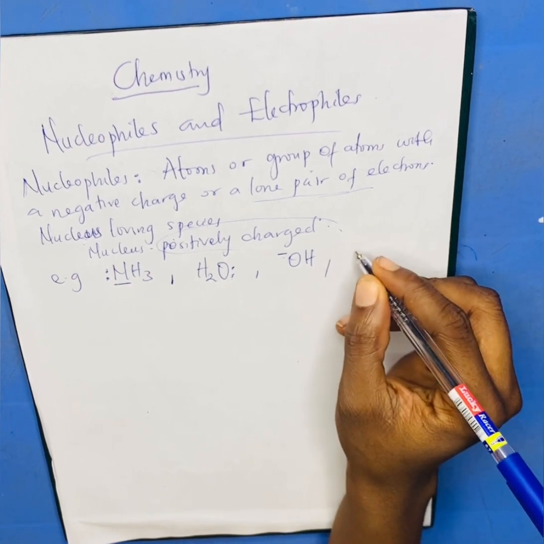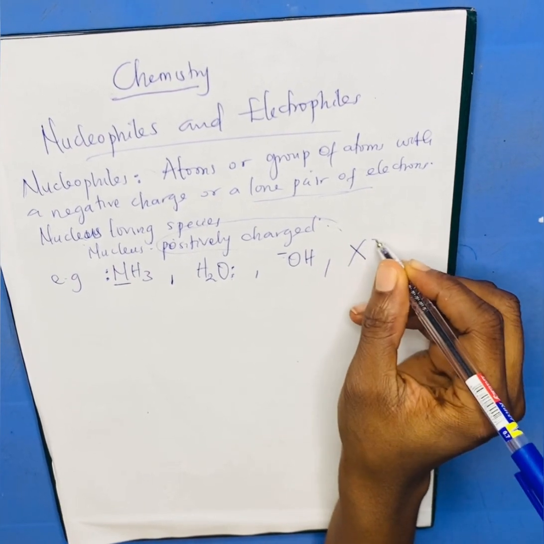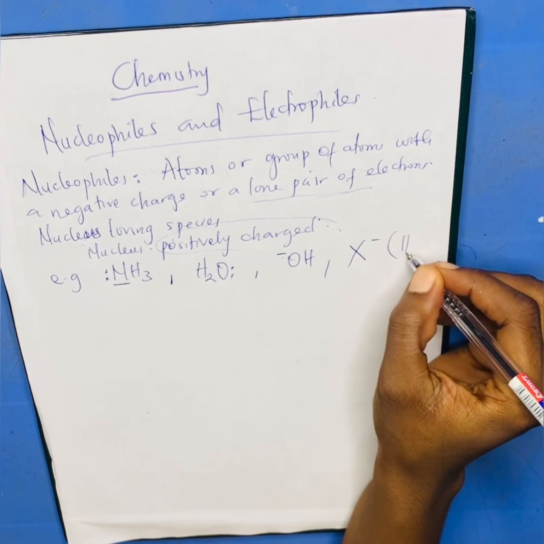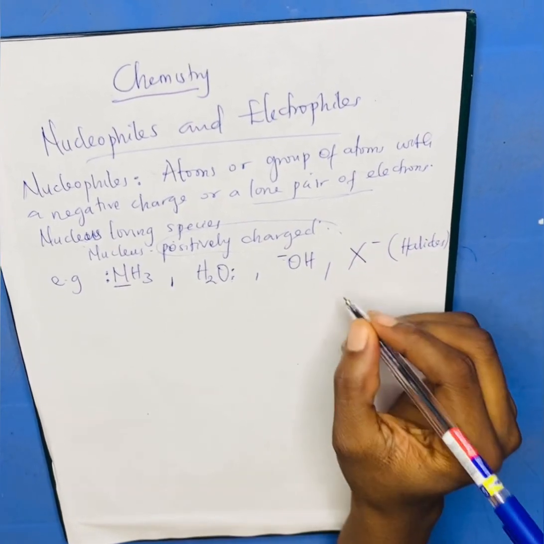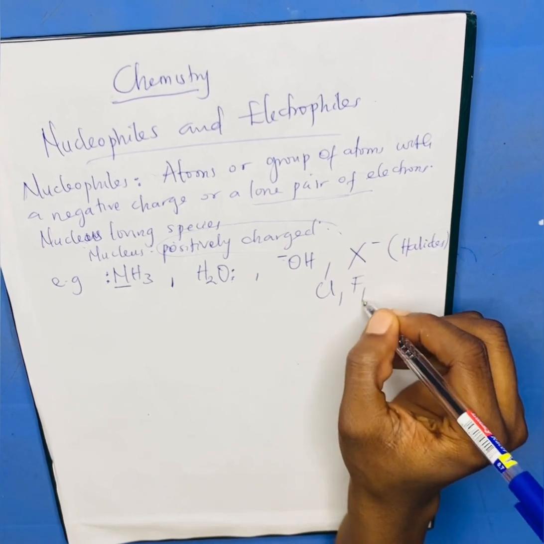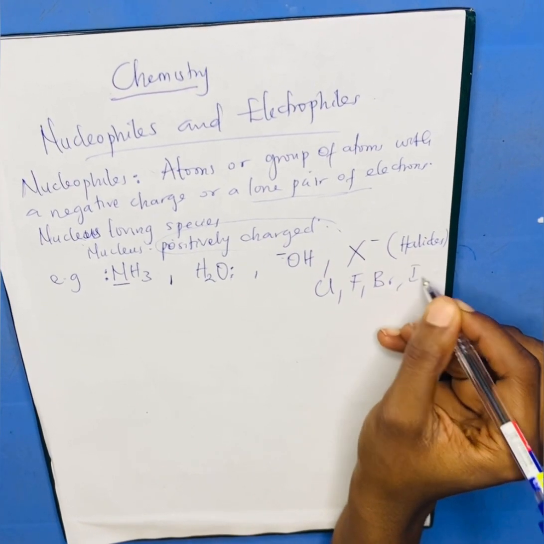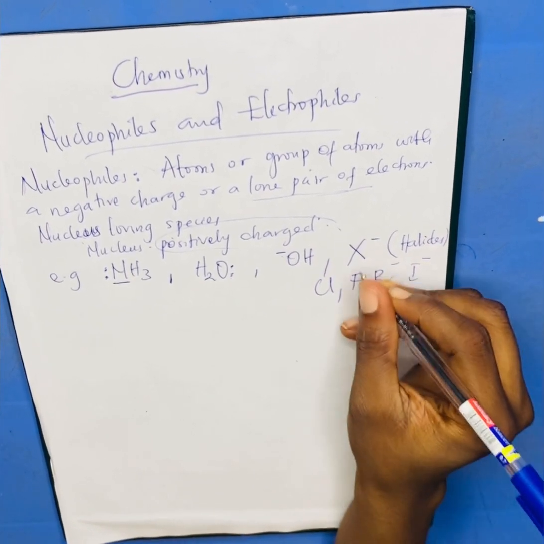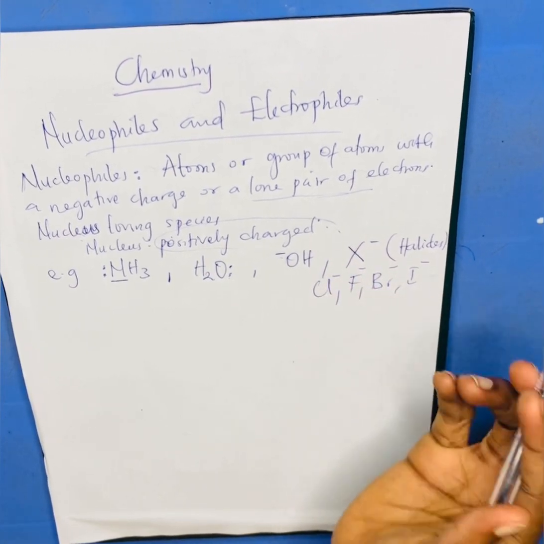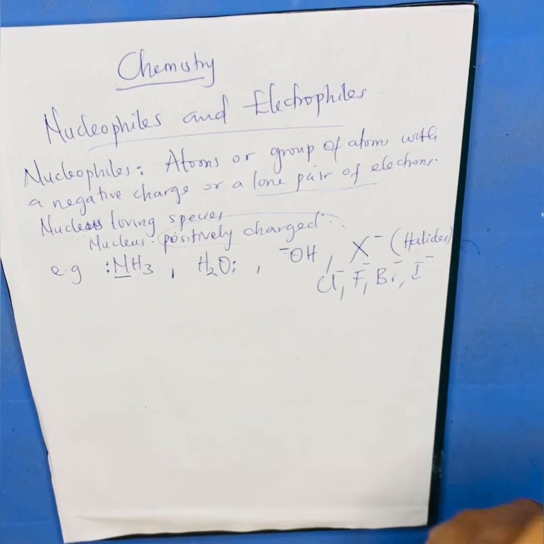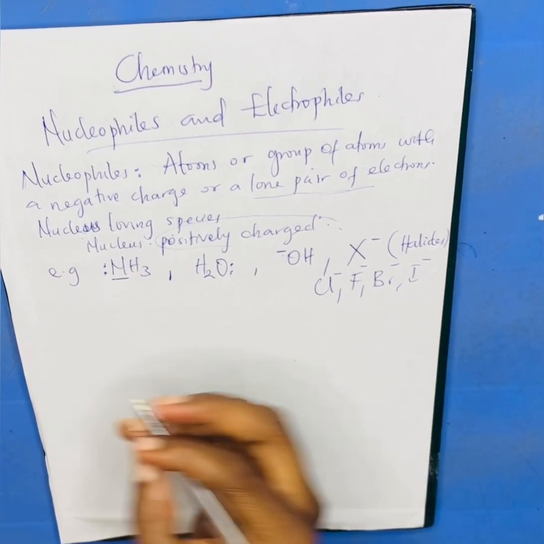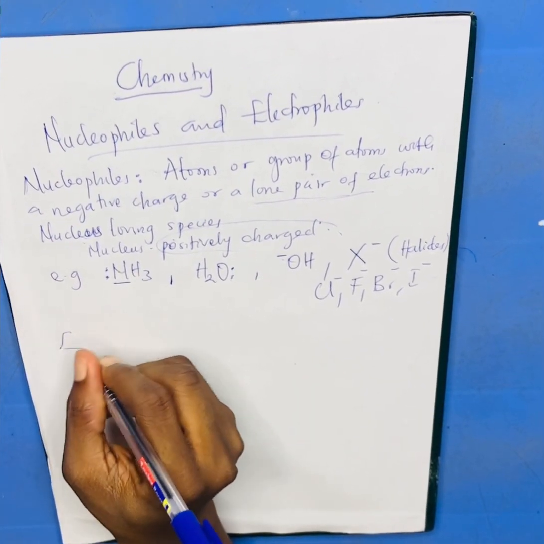Also, another example is represented by X minus, and they are called the halides. The examples include chlorine, fluorine, bromine, and iodine. All of them carry negative charges, and they are called nucleophiles. So they are all nucleus loving. So now we would move to electrophiles.